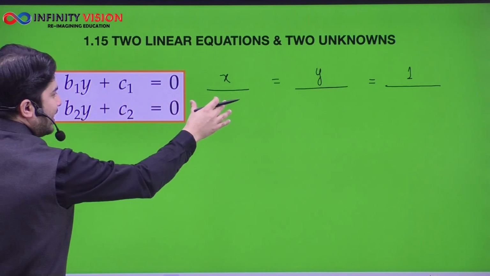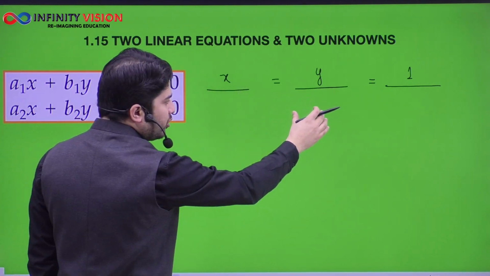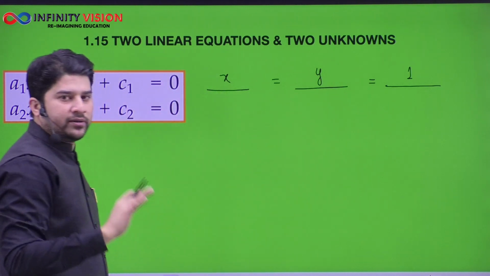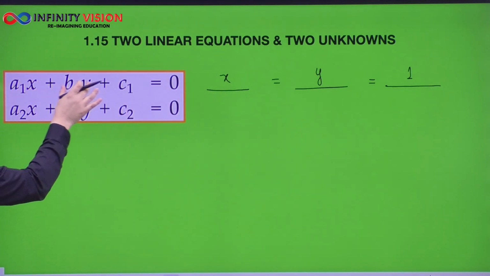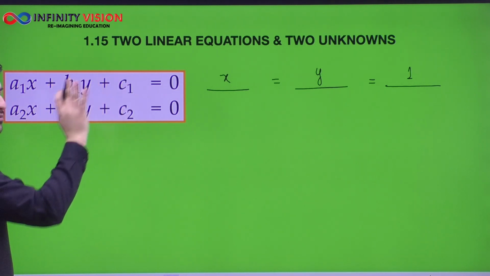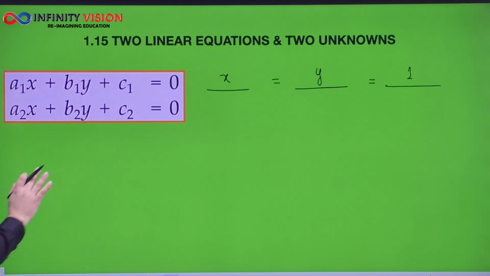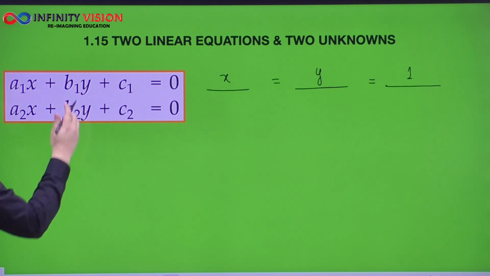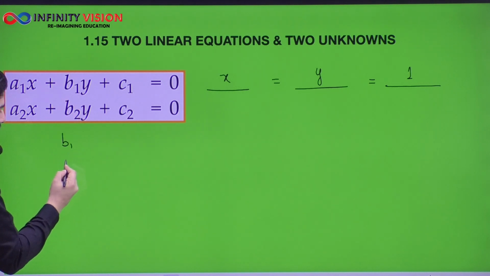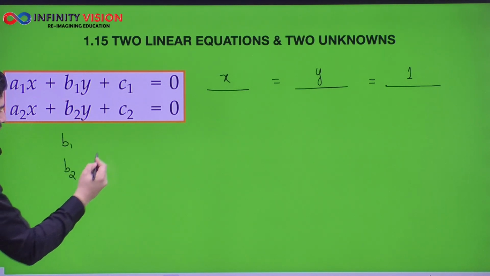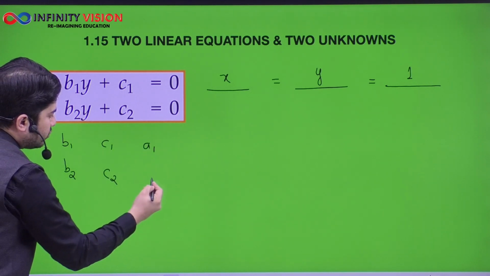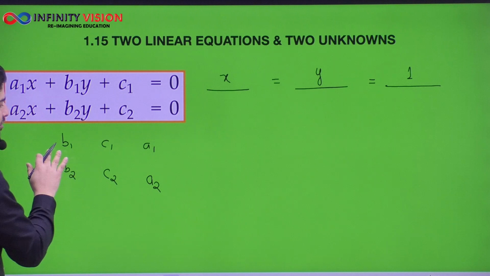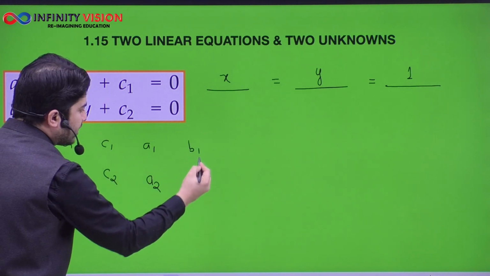What you need to write below x, what you need to write below y, and what you need to write below 1 has something to do with the structure. Since the whole story has been written in a very symmetric order, I'll begin with the coefficient of y first. So it would become B1, B2, then C1, C2, then A1, A2, and since we began with B1, B2, I'll end it with B1, B2 as well.